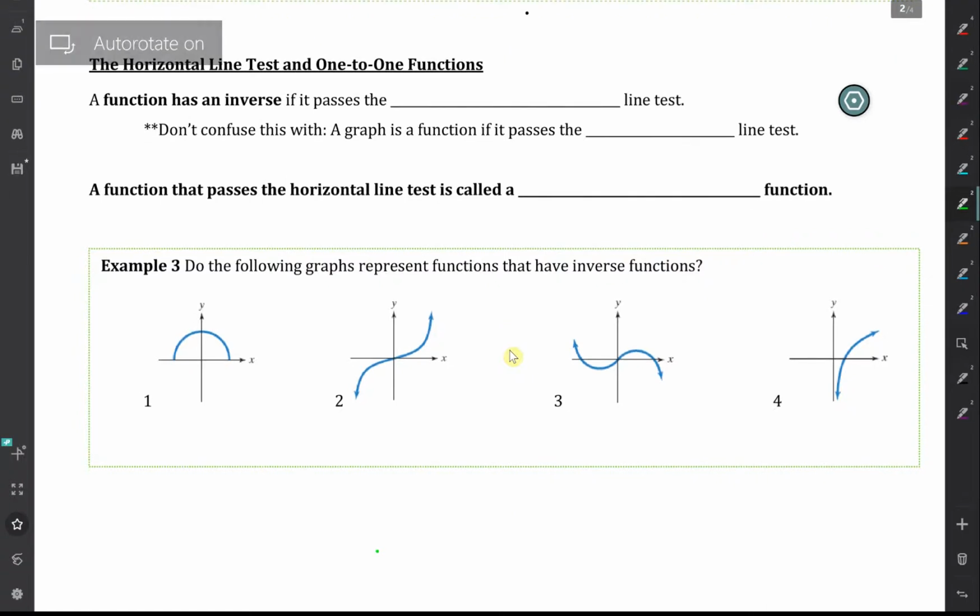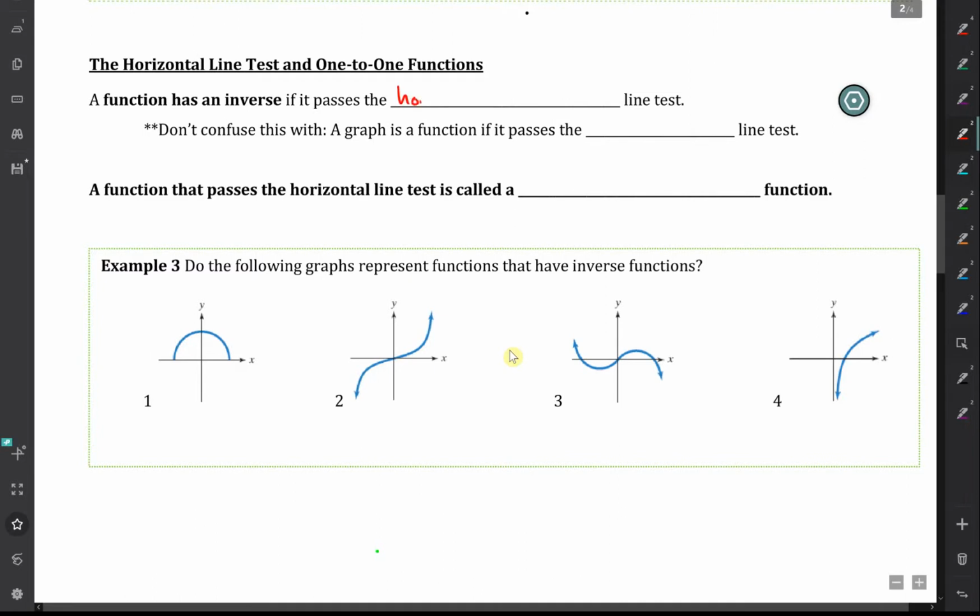Alright, in this video we're going to see that if you have the graph of a function, it's very easy to tell whether or not it's going to have an inverse. And the way to tell is called the horizontal line test.